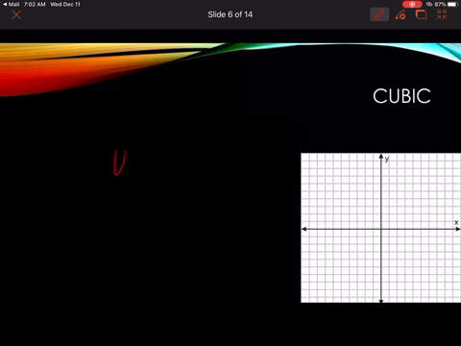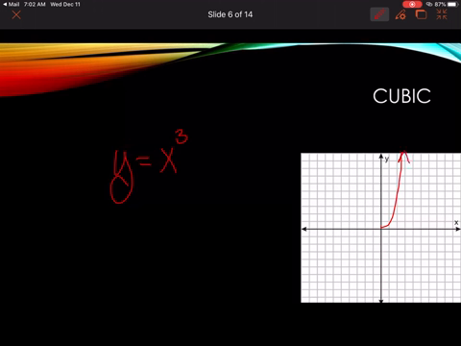Cubic. Cubic is to the third power. And it looks like that. Once again, it goes across the origin. The y-intercept is across the origin.